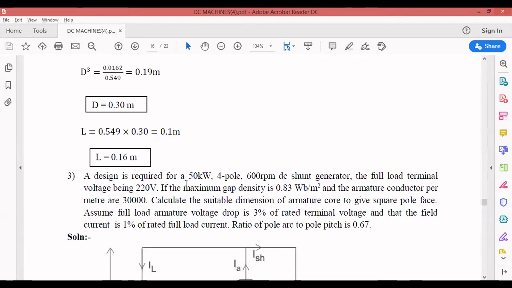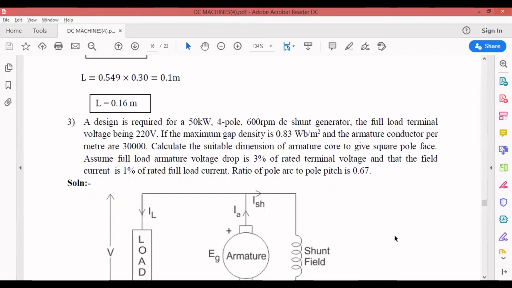A design is required for a 50 kilowatt, 4-pole, 600 RPM DC shunt generator. The full load terminal voltage is 220 volt. The maximum gap density is 0.83 Weber per meter square. Here, it has not given the average flux density. It has given the maximum gap density, Bg max. And the armature ampere conductors per meter is 30,000. Calculate the suitable dimensions of armature core to give square pole face. Assume full load armature voltage drop is 3% of rated voltage, and that of the field current is 1% of rated full load current. The ratio of pole arc to pole pitch is 0.67.